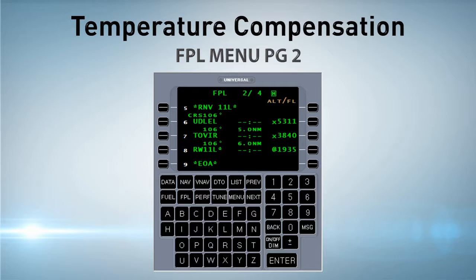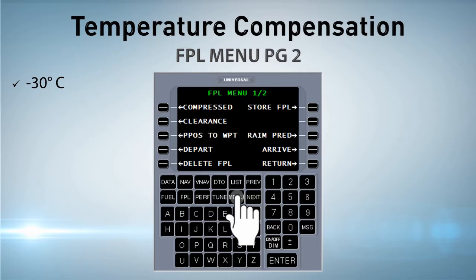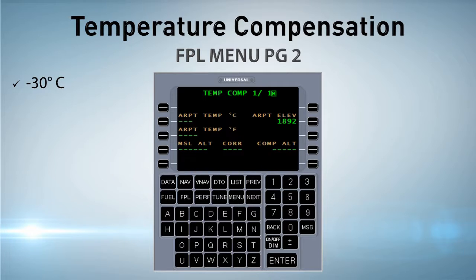Here is the approach into Moose Jaw Airport in Canada during the winter. On this particular day, the temperature is minus 30 degrees. We go to the temp comp page found under the Flight Plan menu page 2. From the flight plan, the FMS finds the airport and enters the elevation. The pilot enters the surface temperature at the airport. Once entered, the FMS gives the pilot an Activate Line Select key.